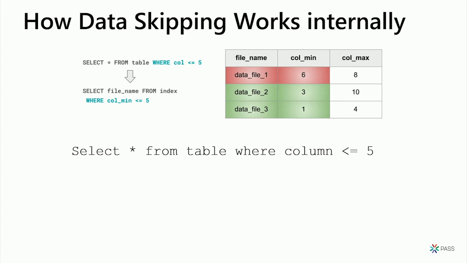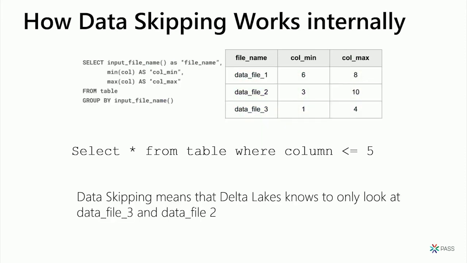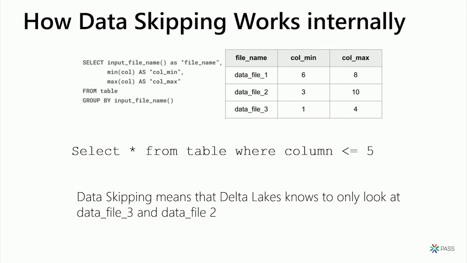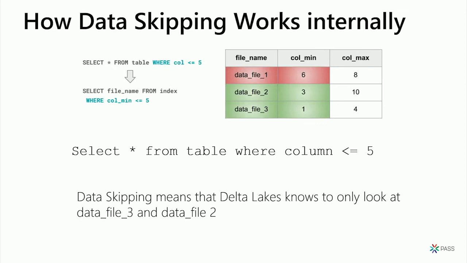So if I do this, select table or column equals 5, then it knows where it needs to go look at it. And that does really help the performance. So let's go ahead and take a look at that as well.